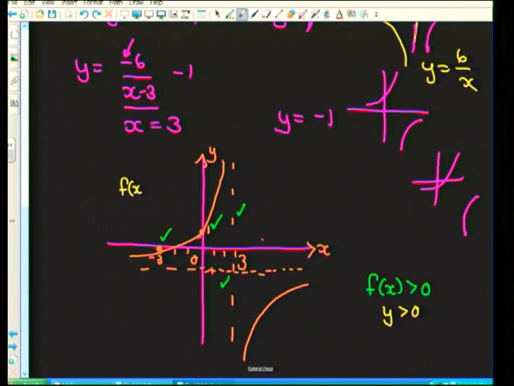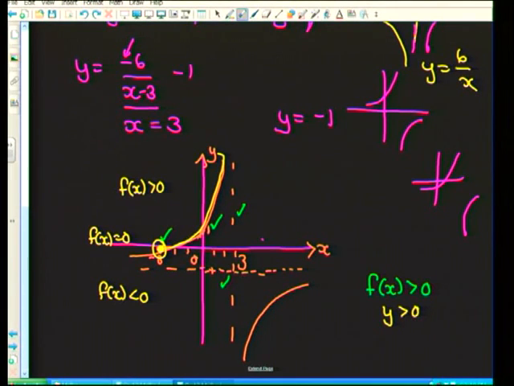So if I go to my drawing, this is where f of x is greater than 0, f of x equals 0, and f of x is less than 0. So they want to know when is it greater than 0. Now it's greater than 0 over here, where I've highlighted in yellow, because that is where it's above. We don't include this point though, because that's where it's equal to 0, and they don't ask that.